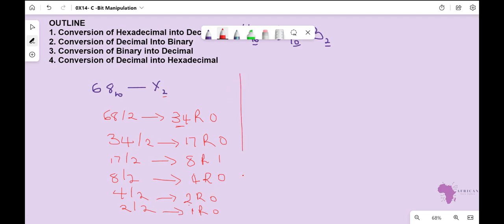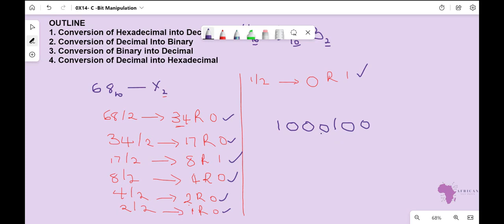We are not yet done, guys. Let's continue. We still have 1 here. So 1 divided by 2 will give us 0, remainder 1. So how can we create the binary number? We take the remainders in reverse. We begin with this: we have 1, then we come to this, 0, then 0, then 0, then 1, then 0, and this last one is a 0.